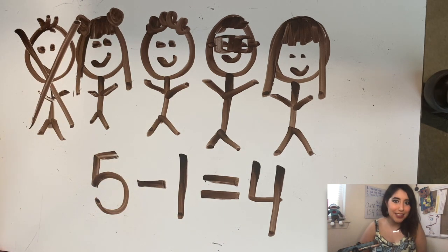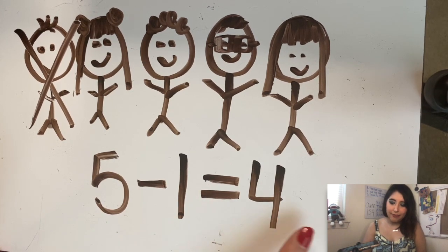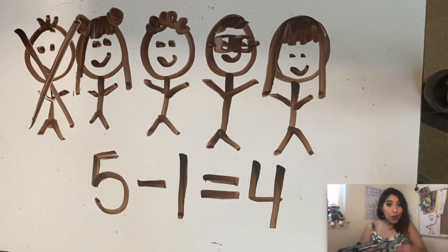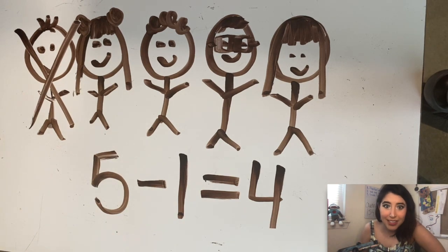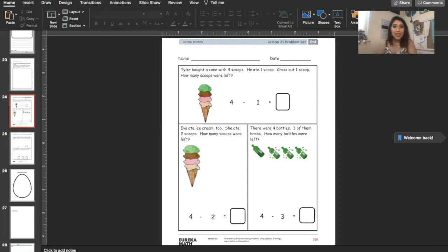Read it by yourselves. Get ready. Yes, 5 minus 1 equals 4. Amazing job on our concept development. Okay, so now we're on to our problem set. Tyler bought a cone with 4 scoops. He ate 1 scoop. Cross out 1 scoop. So you cross it out. 4 minus 1 equals 3, and you write it in the box.